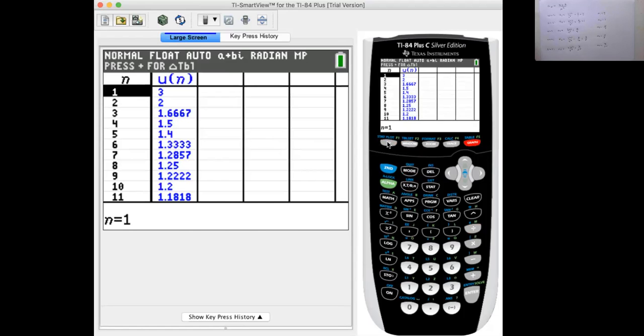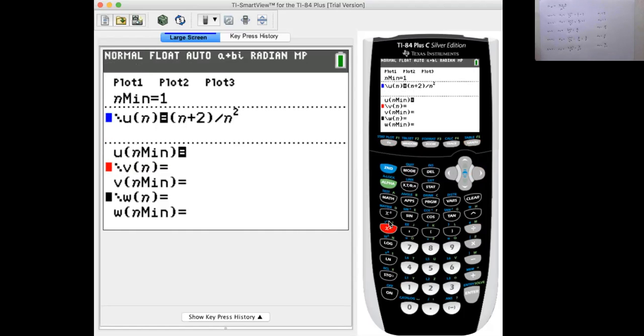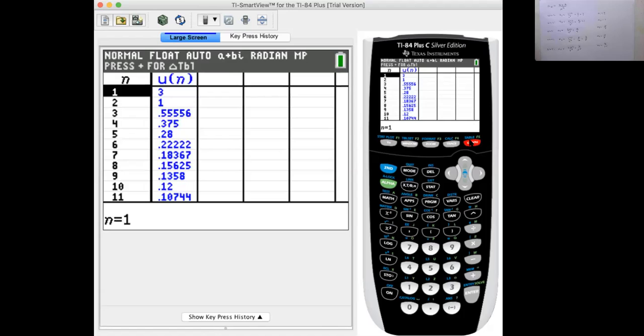n plus 2, did I do that correctly? n plus 2 over n squared, let's fix that. n plus 2 over n squared. And let's try it again, second table. 3, 1, 5/9. So that looks good, 3/8, 7/25.